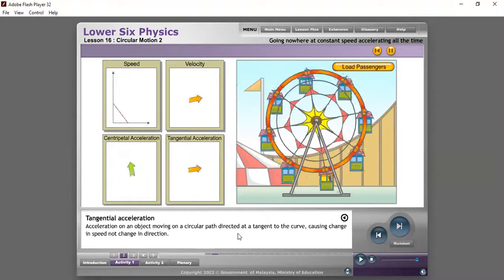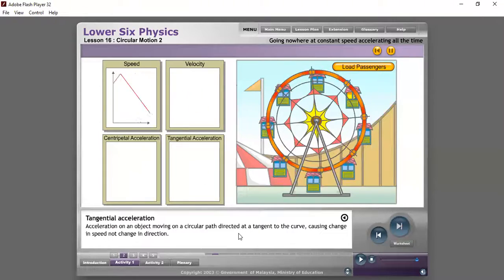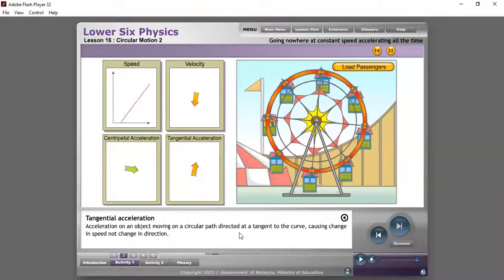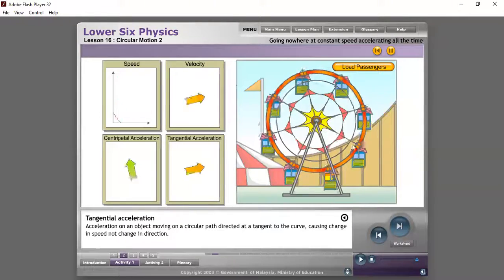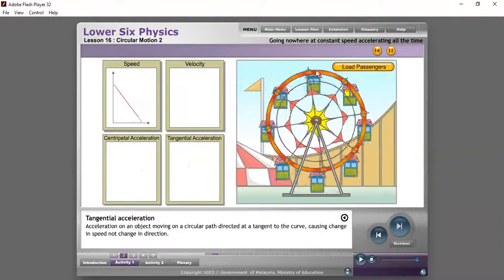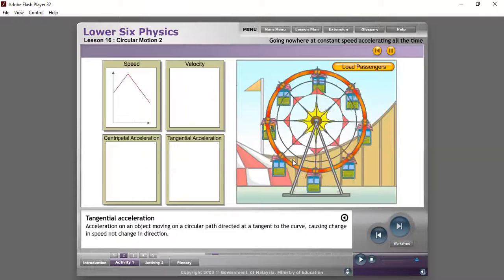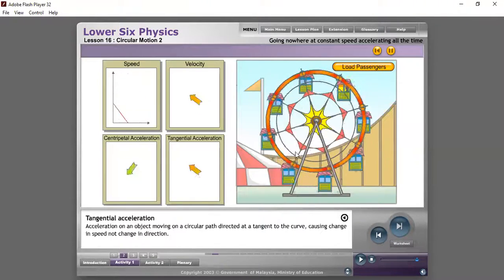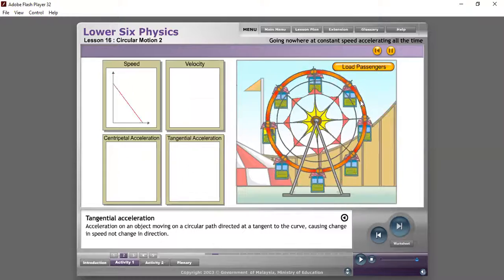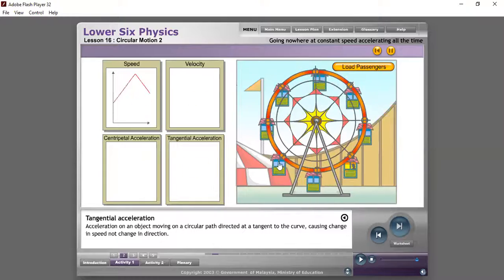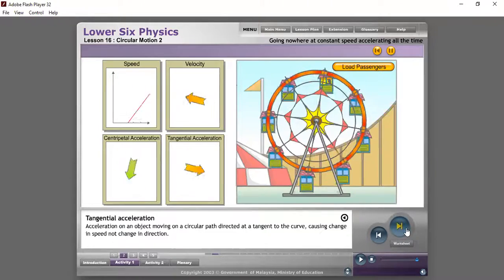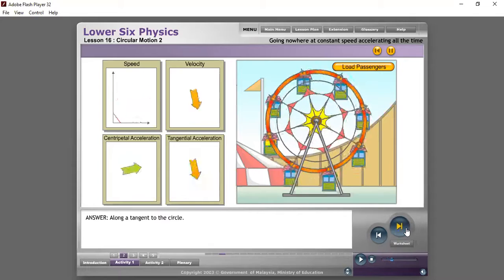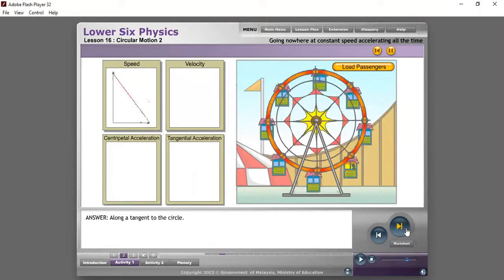Tangential acceleration is for an object moving in a circular path, directed along the tangent of the curve. Something moves with an angular velocity. If there is a change in the angular velocity, that means that there will be an angular acceleration. Answer: along a tangent to the circle.